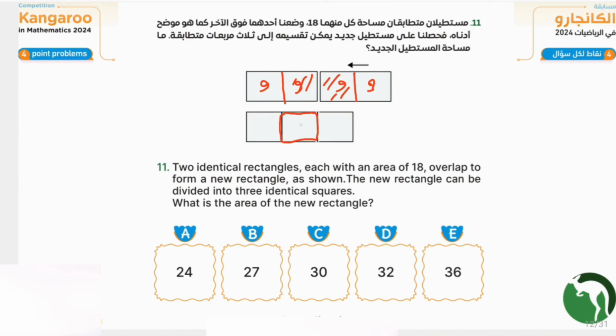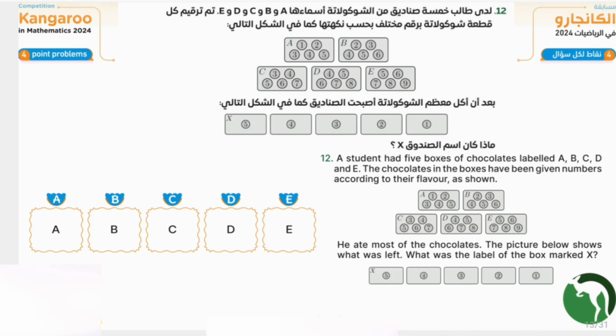And now this new area will be just 9, and we have here 9 and we have here 9. So if we sum all of these areas, we will obtain 27, and B is the correct answer.